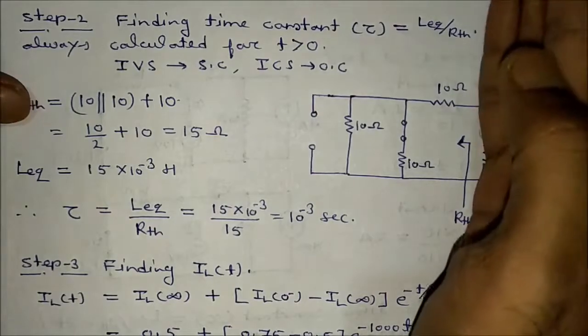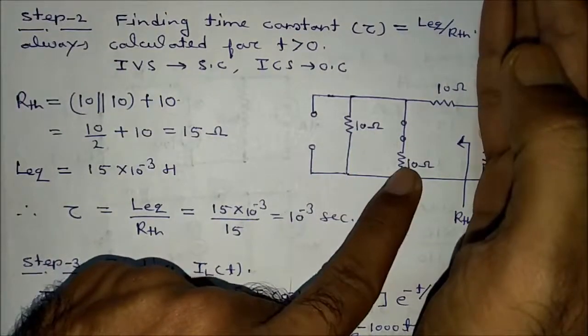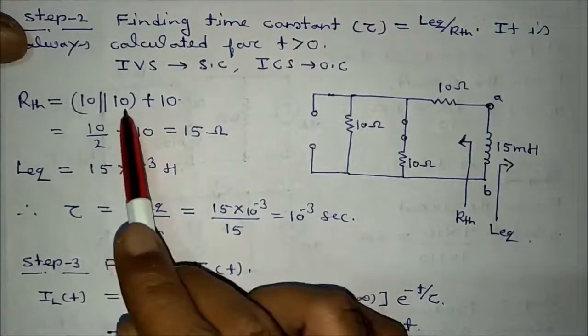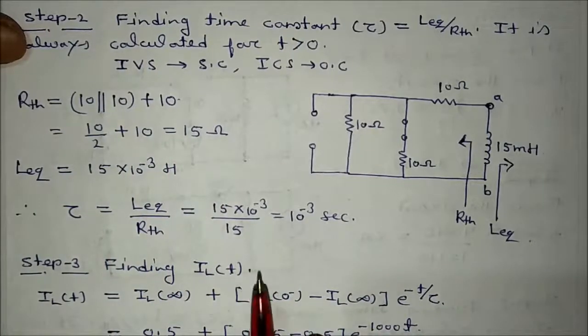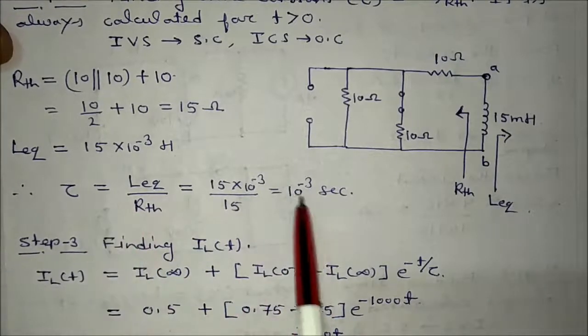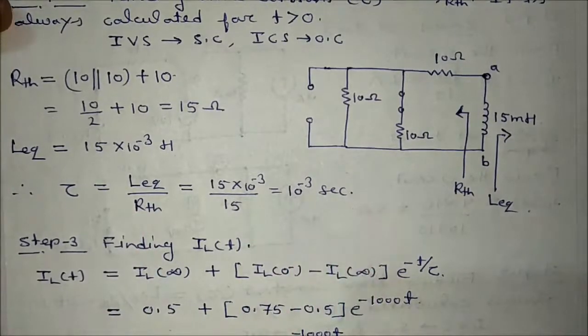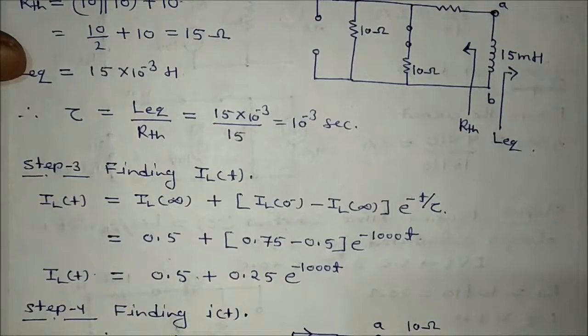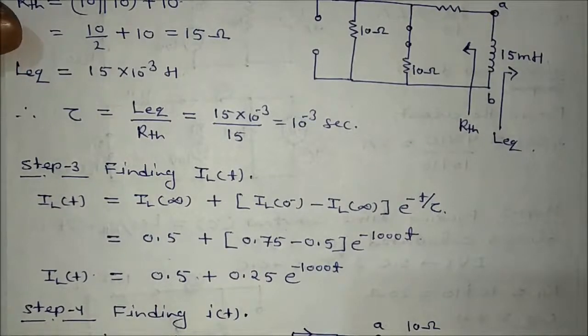Now calculate the R_TH from here. What will you get? These two are in parallel, and then the whole combination is in series with 10 ohm. So you get 10 parallel 10 plus 10, that is equal to 15 ohm. L equivalent is already given to you, that is 15 into 10 to the power minus 3 henry. So tau will be 10 to the power minus 3 second. Now the next step is to get the value of iL(t), and we know the formula, iL(infinity) plus the rest. We have already calculated these values. Put all these values here and you will get iL(t) equal to 0.5 plus 0.25 e to the power minus 1000t.